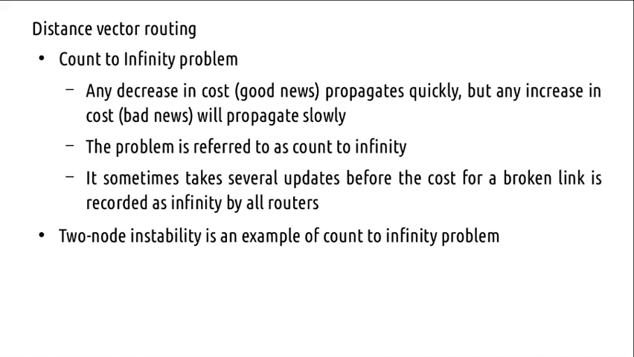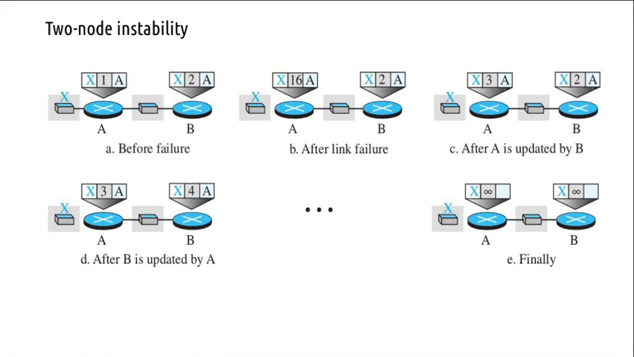So the count to infinity problem is a problem faced by distance vector routing algorithms. This is two-node instability. Say there are two routers A and B, and A and B are connected to X. They are trying to compute the path through X.